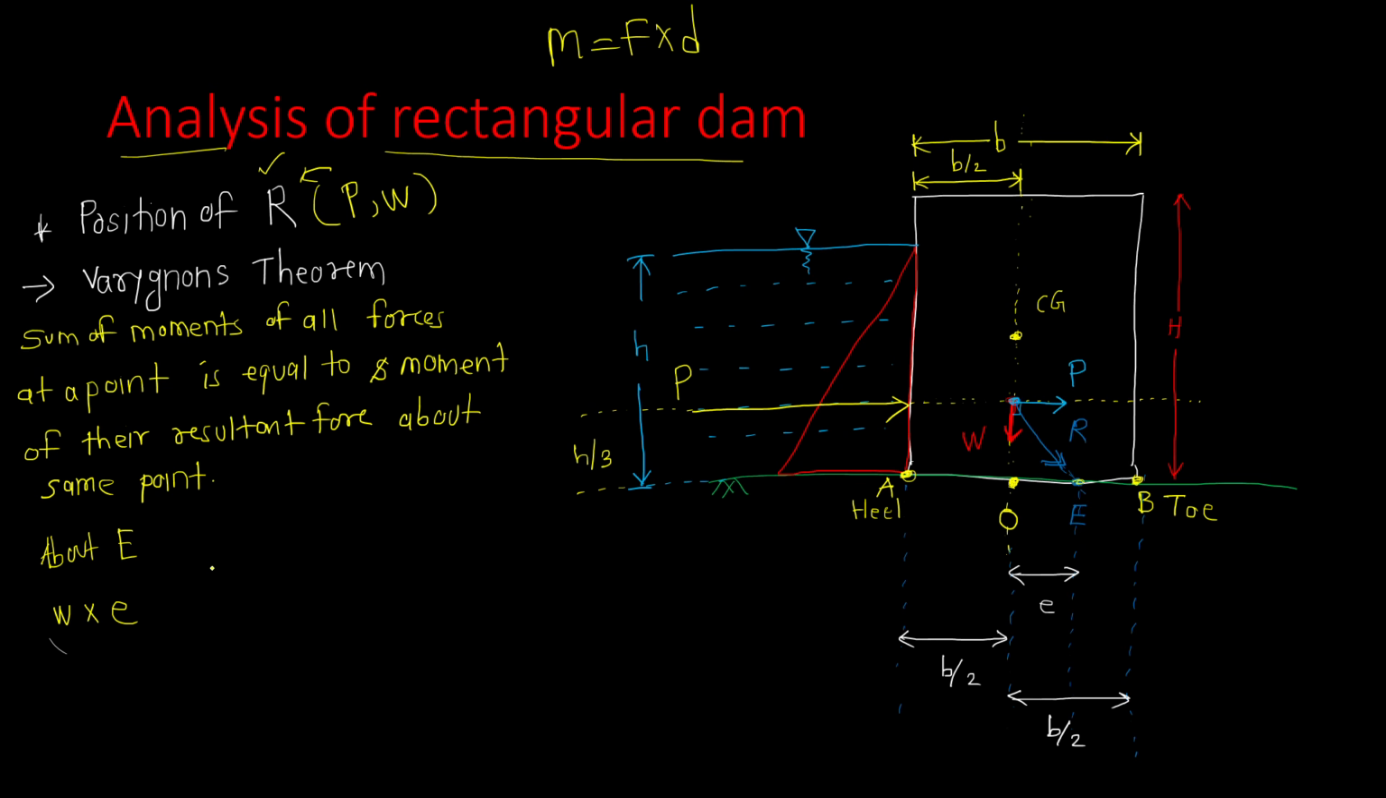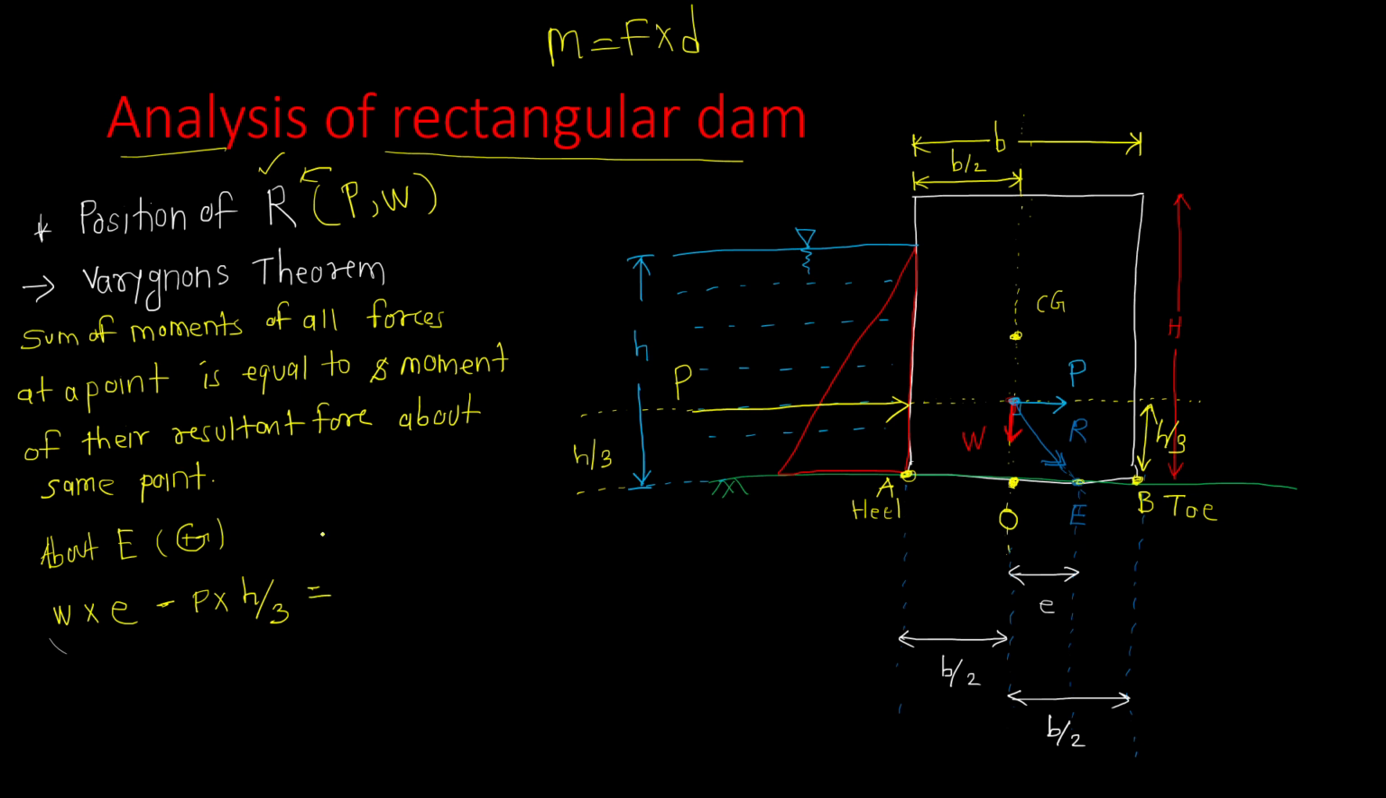So moment is equal to force into distance, so it will be force W multiplied by distance e. Now for the case, we will take anti-clockwise moments as positive. So W into e. Now the second moment will be by the P force. So the second moment is P multiplied by, what is the distance between P and E? This distance is equal to small h by 3. And the direction is clockwise, so we will take it as minus, because we have taken anti-clockwise as positive. So W into e minus P h by 3.